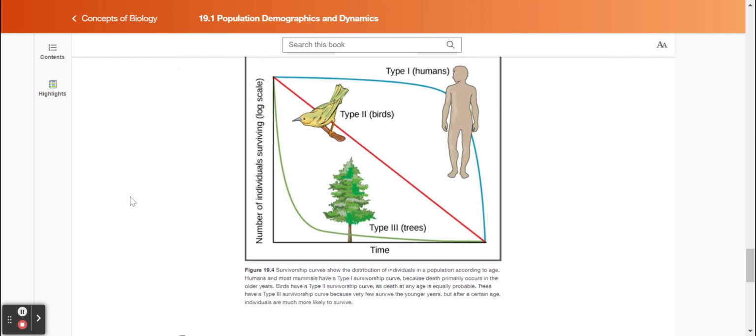Figure 19.4. Survivorship curves show the distribution of individuals in a population according to age. Humans and most mammals have a type 1 survivorship curve because death primarily occurs in the older years. Birds have a type 2 survivorship curve, as death at any age is equally probable. Trees have a type 3 survivorship curve because very few survive the younger years, but after a certain age, individuals are much more likely to survive.